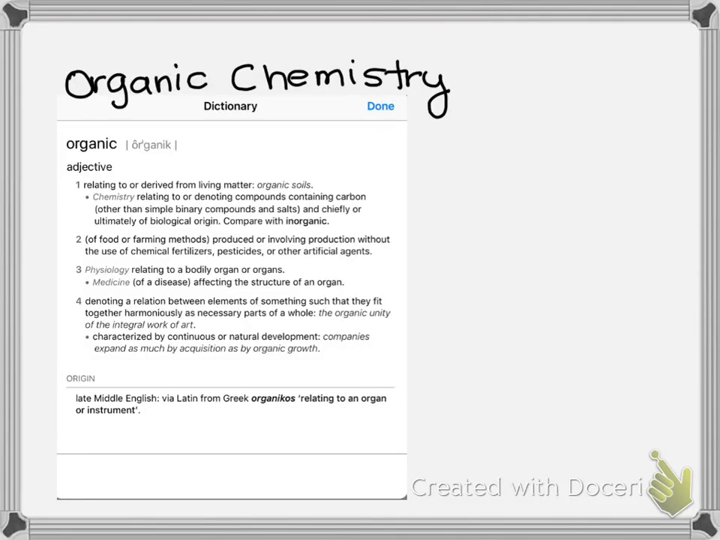In this chapter, we're going to learn about some of the characteristic features of organic molecules. The study of organic molecules is called organic chemistry.